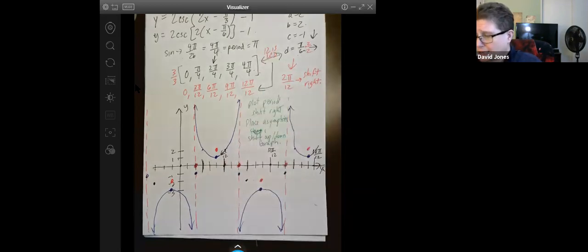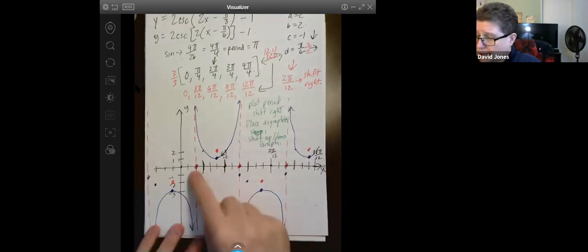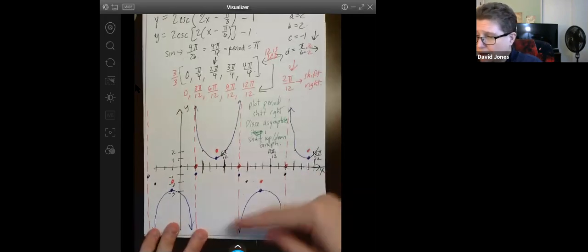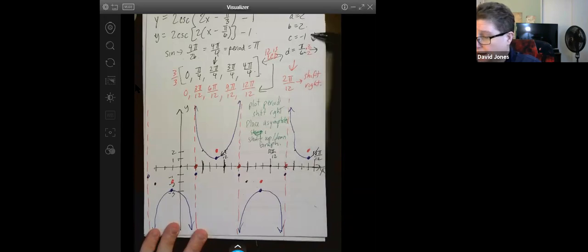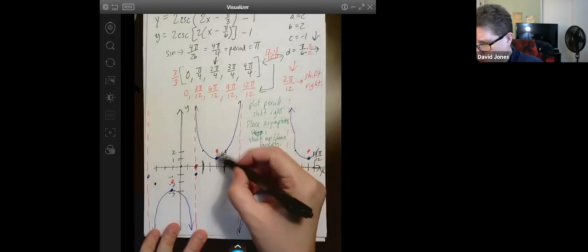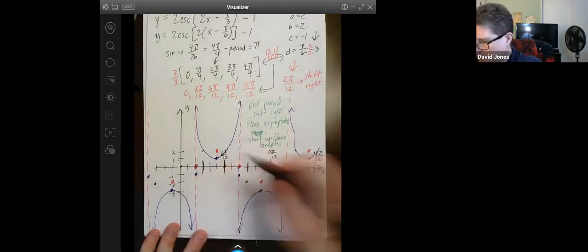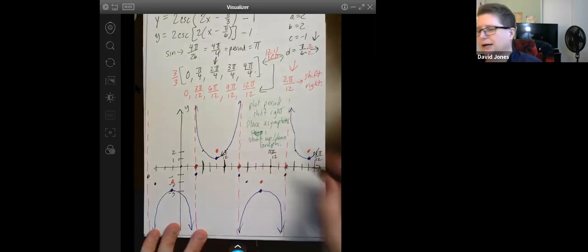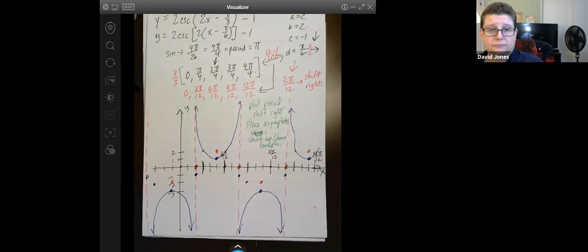I put in my asymptotes, on the red dots where it equals 0. Then I do my vertical shift of -1, so all my red points go down 1. Then I do my graph. Okay.